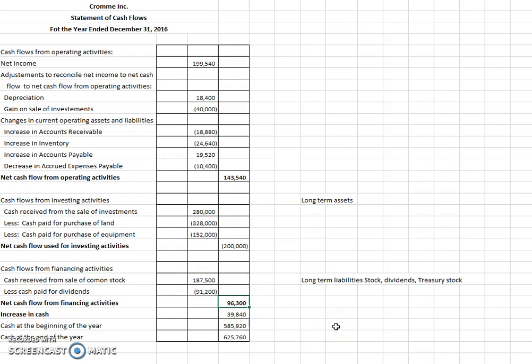And also on a separate video, there will be a way to show you how to calculate dividends when you're just given the beginning and ending retained earnings and net income. All you do is reconstruct the retained earnings statement and you've got your answer. That'll be a very short video. This is an overview of how to prepare the statement of cash flows using the indirect method.